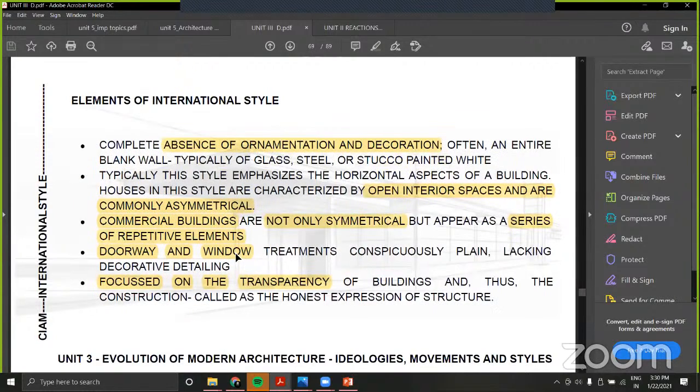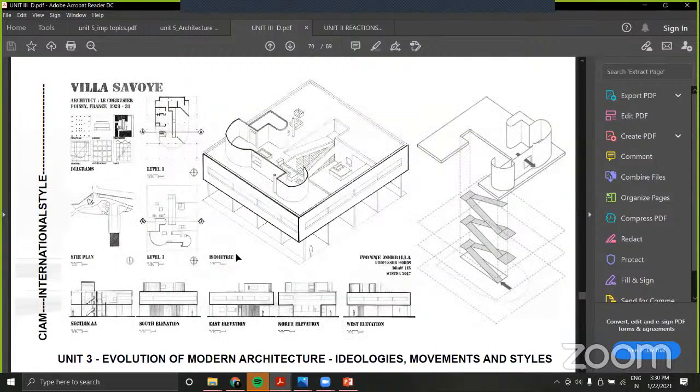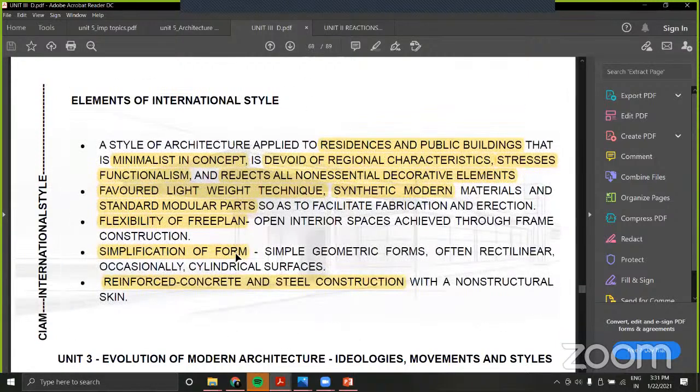Elements of the international style, which are its characteristics: a style of architecture applied to residences and public buildings that is minimalist in concept, is devoid of regional characteristics, takes functionalism as its test, and rejects all the non-essential decorative elements. As I said, they neglected all the decorative elements, and they wanted a minimalistic approach. And also simplification of form, simple geometrical, often rectangular and cylindrical surfaces.